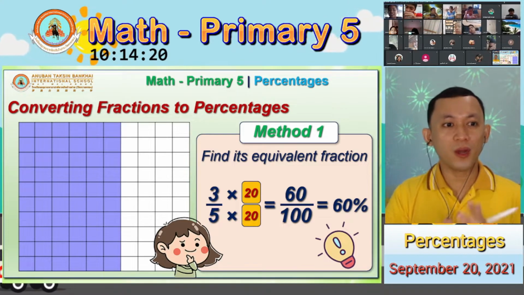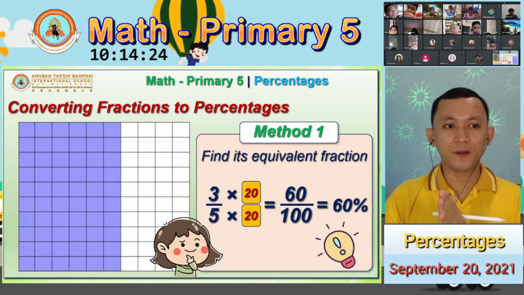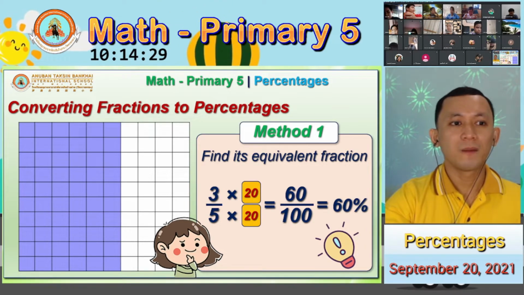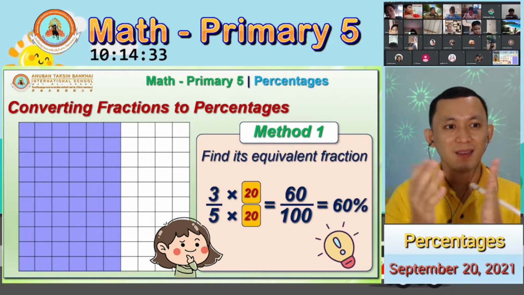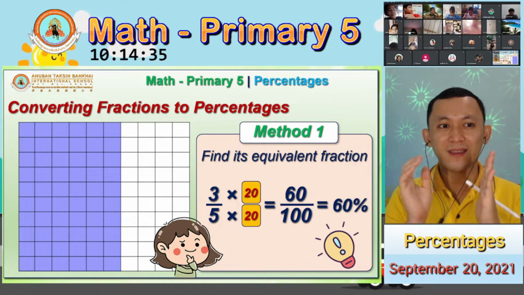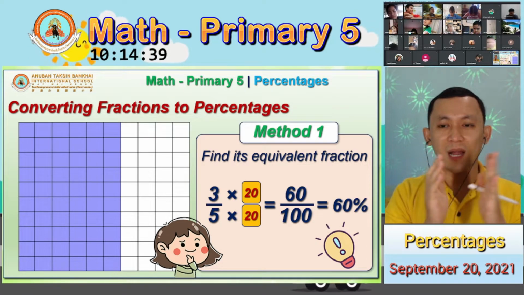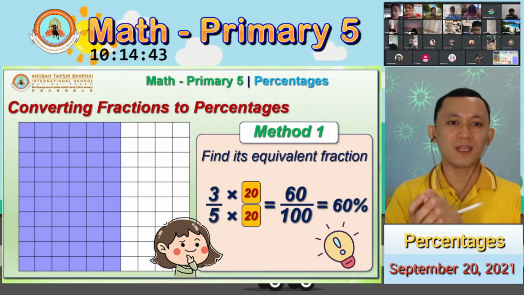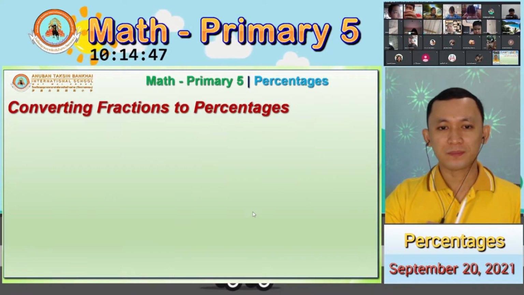So, therefore, 3 over 5 is equal to 60%. Did you understand? So we need to change our denominator to 100 all the time.